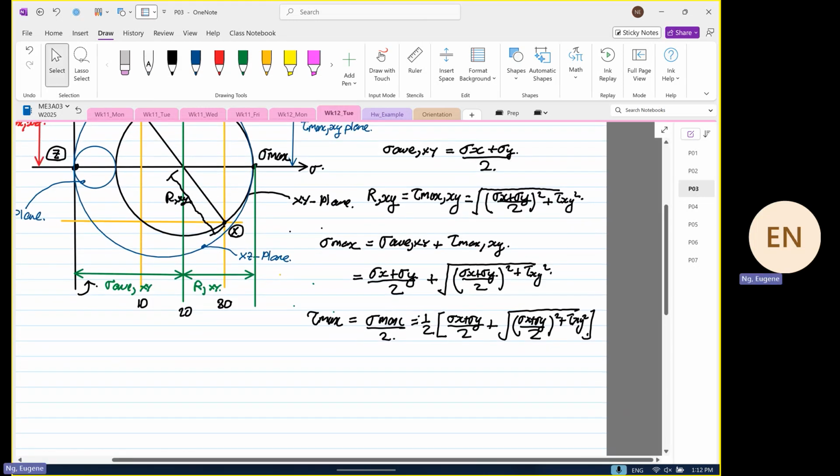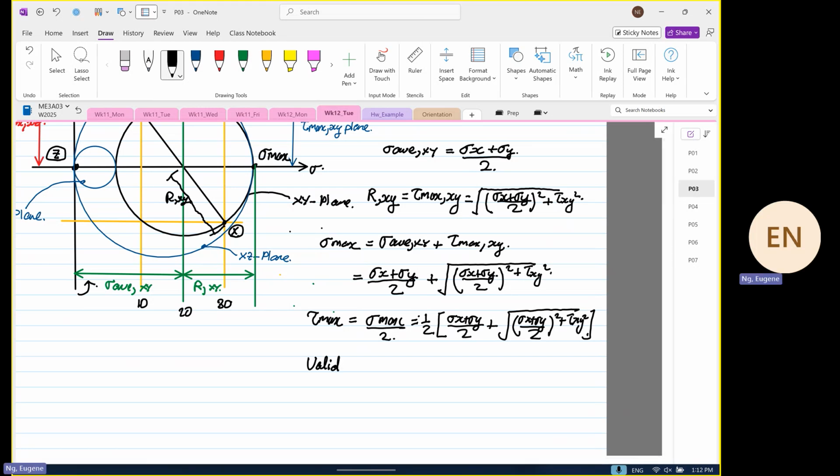Now this is only valid. The expression you see down there is only valid when stress X is greater than stress Y, both are positive, and stress Z is equal to 0. And also, this is only valid when shear XY is equal to shear YX. They are not equal to what? Equal to 0. Okay.